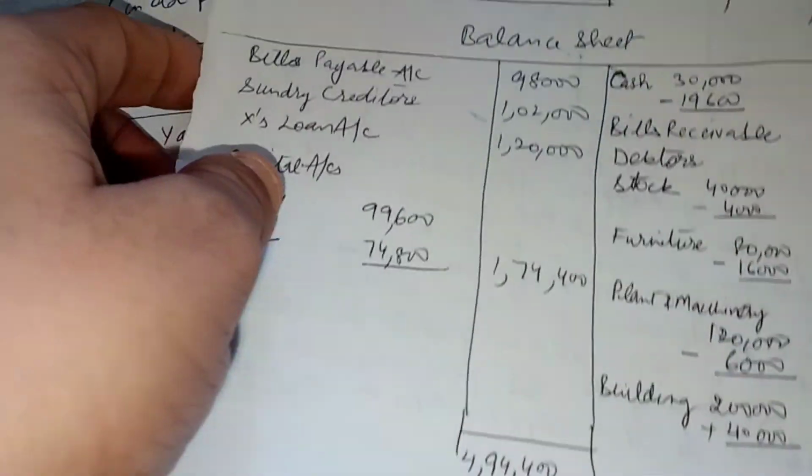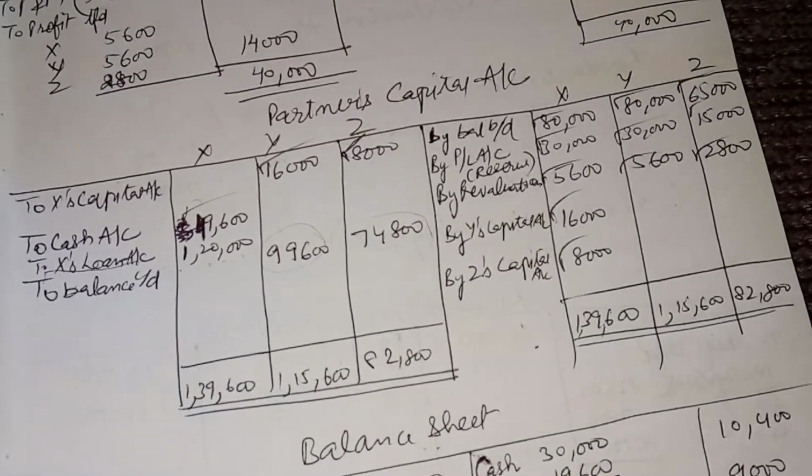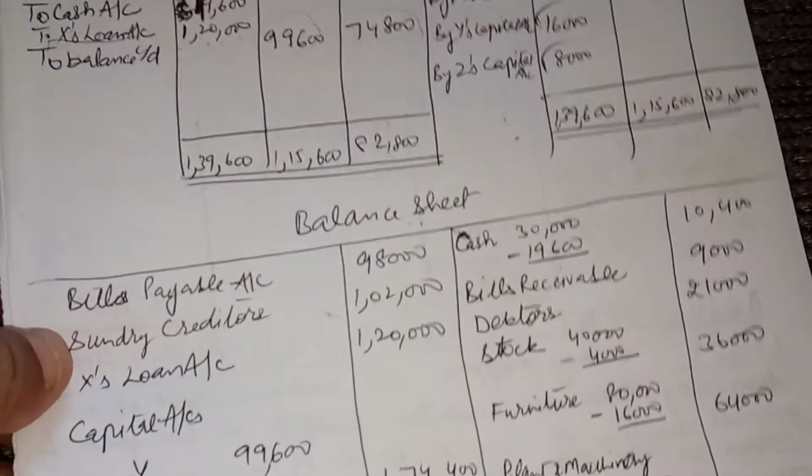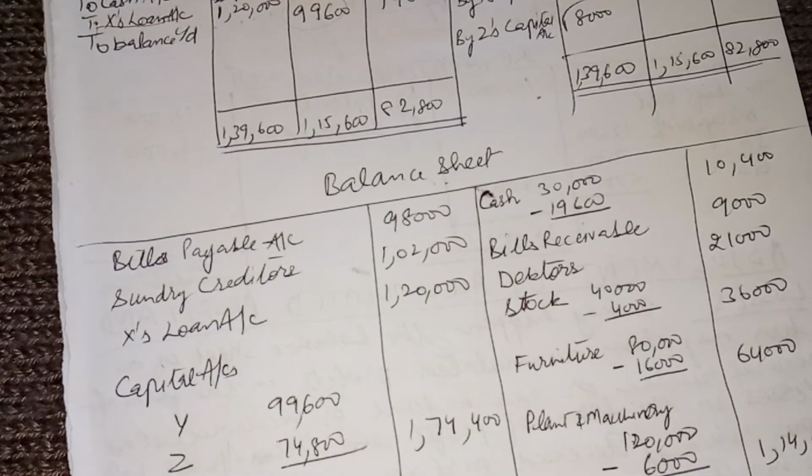So this is how we will completely do the treatment of accumulated profits and losses and the revaluation account.